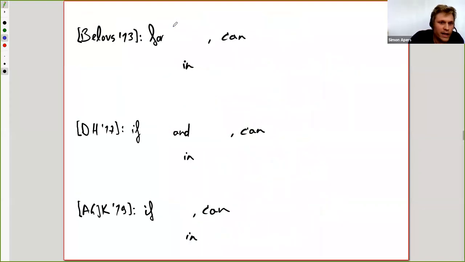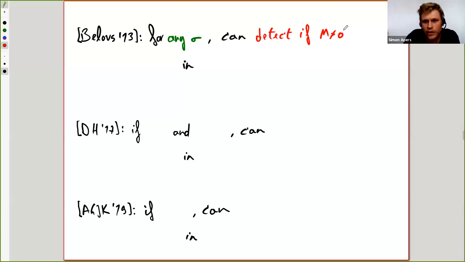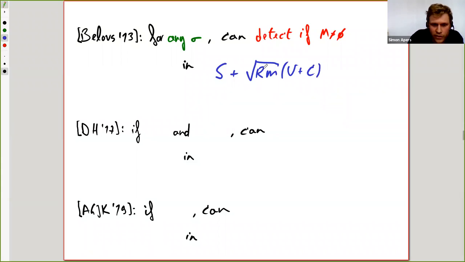The next thing is Belovs in 2013, who used, like I mentioned before, this electric networks connection. What he showed is that we can actually prove something without this constraint on sigma. He showed that for any initial distribution sigma, we can detect, so that's kind of the downside, whether there exists a marked element or not in a time which is S plus square root of RM times U plus C. Now this is a new quantity.